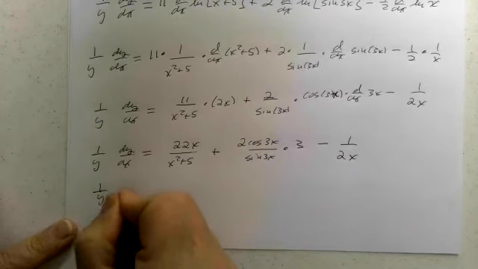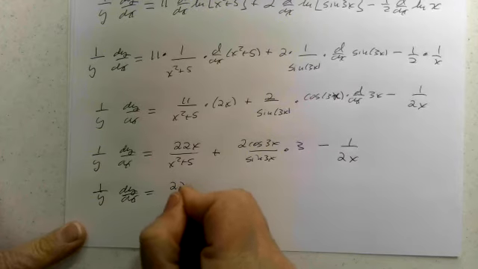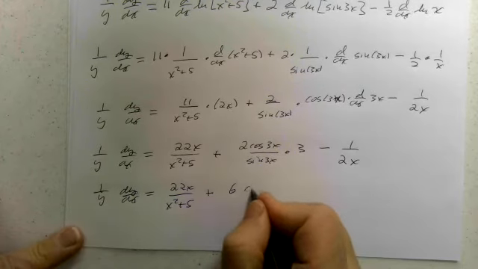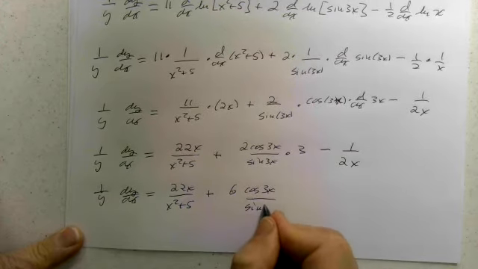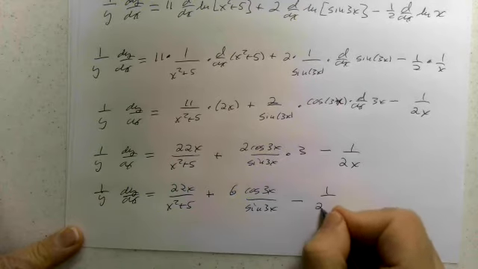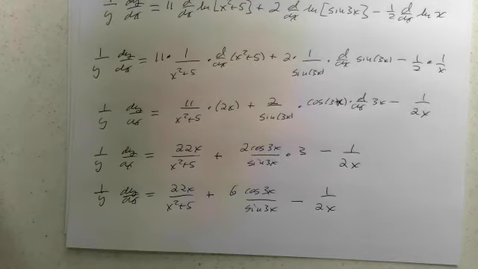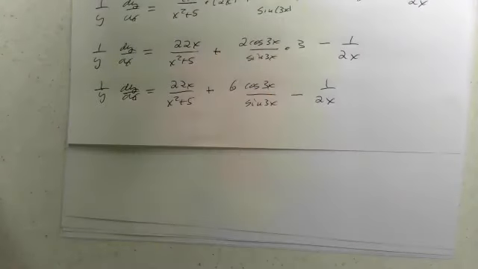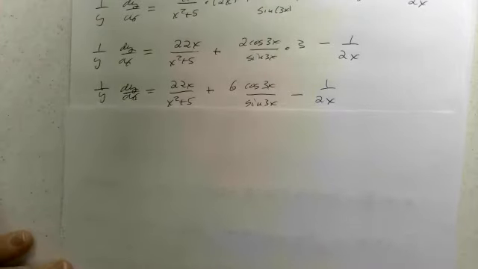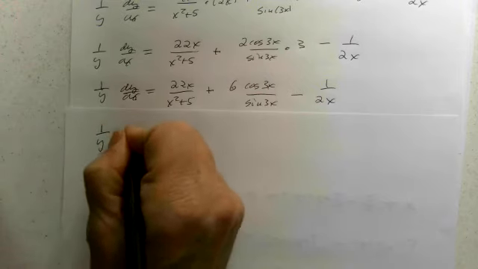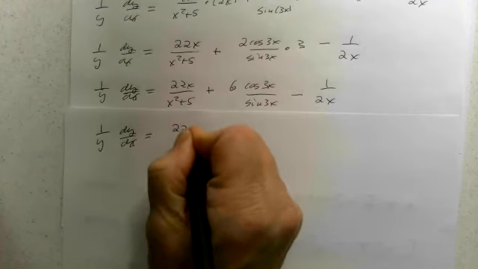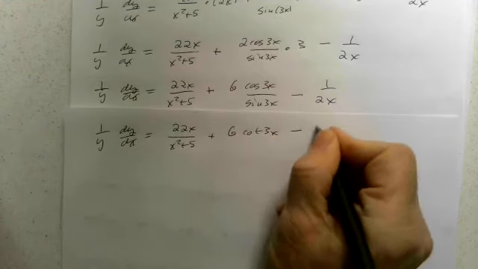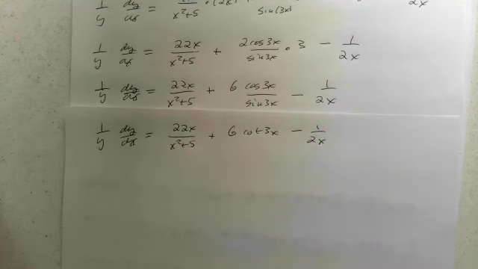Now we have 1 over y dy/dx equals 22x over (x squared plus 5) plus 3 times 2 is 6 cos 3x over sine 3x, minus 1 over 2x. Well, cos 3x over sine 3x is cotangent 3x, so I guess that would make sense to rewrite it. So let's do that. So now we are going to say 1 over y dy/dx equals 22x over (x squared plus 5) plus 6 cotangent 3x minus 1 over 2x. Now let's multiply both sides by y.